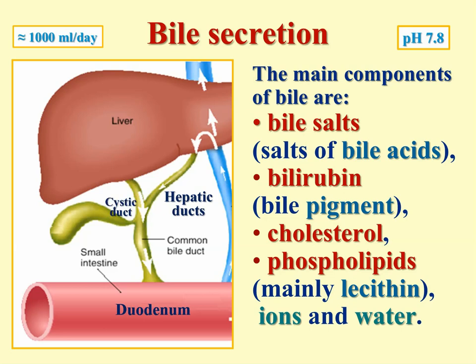Hepatic ducts, let's recall cystic duct, form a common bile duct together. And finally, bile is released into the duodenum, but release is controlled by the sphincter, which is located in the area of the entry. This is the so-called sphincter of Oddi. Only when it's relaxed, bile can be released into the intestine.